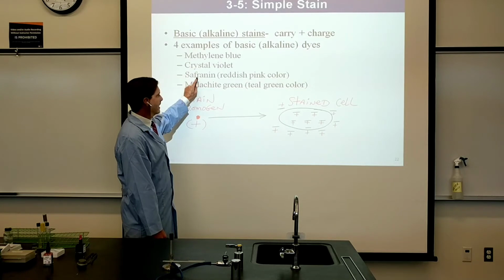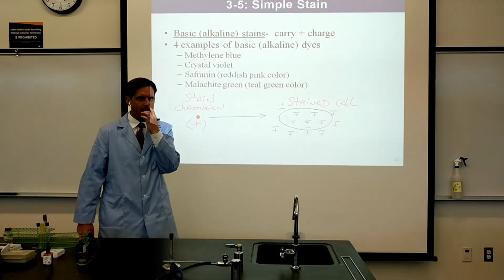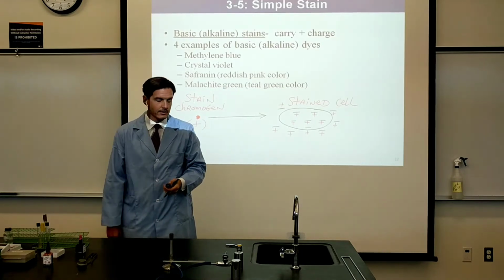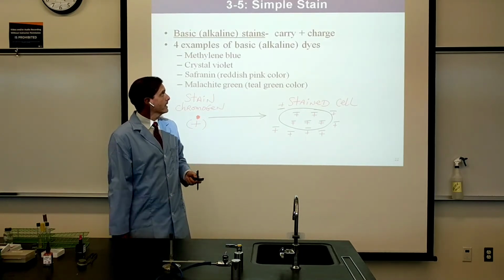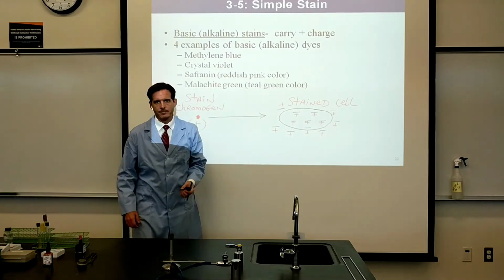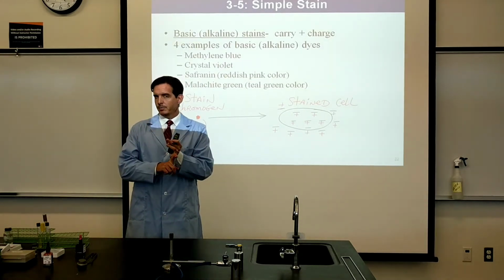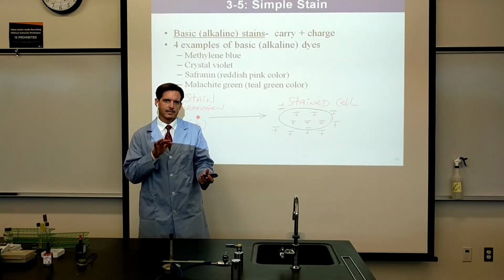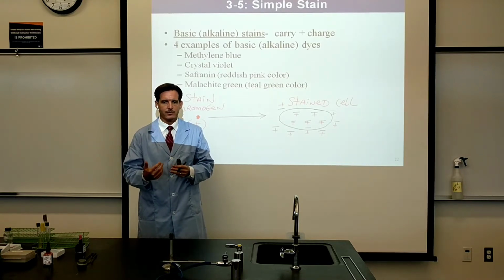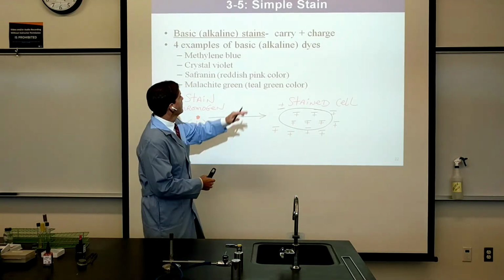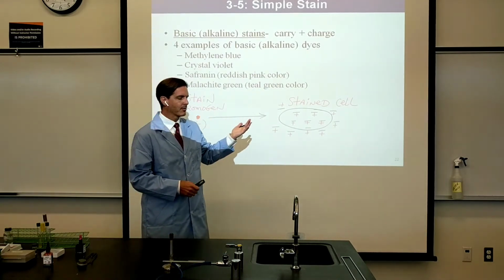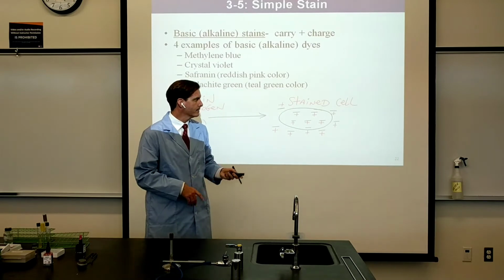One of these, the safranin, is the one that doesn't quite give you an idea what it looks like, but it has a reddish pink color. And so anyhow, simple stains all have the same thing in common. They have an alkaline pH. If you've heard of acid, the opposite of acid chemically speaking is an alkaline substance, also known as a basic substance. So basic or alkaline dyes are able to perform the simple stain, and they carry the positive charge.